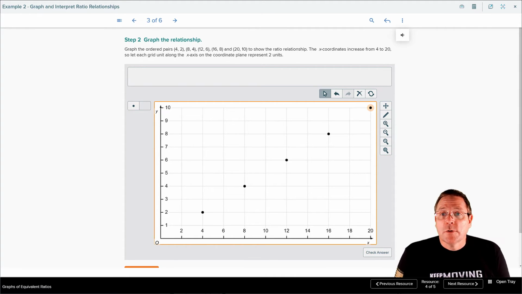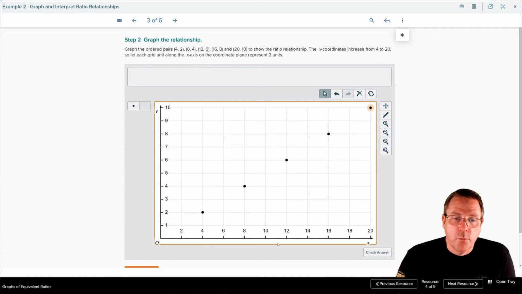The x coordinates are going to increase, ranging from 4 to 20. You can see your 4 right here, your 20 right here.